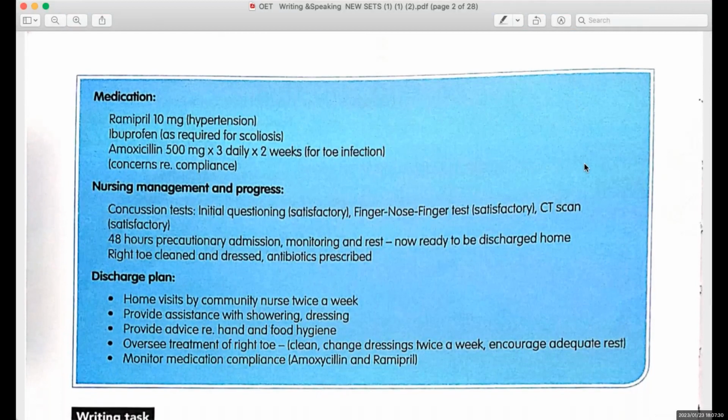We have amoxicillin 500 mg 3 times a day, 2 weeks for toe infection. What it says here is concern in the bracket. You'll see the little parentheses there: concerns re compliance. Meaning is concerns regarding compliance. What is the meaning of that? That means the patient doesn't take medication. That means the patient has issues with compliance, right?